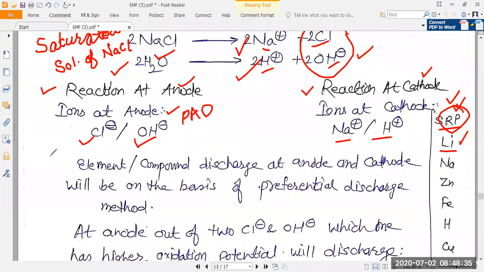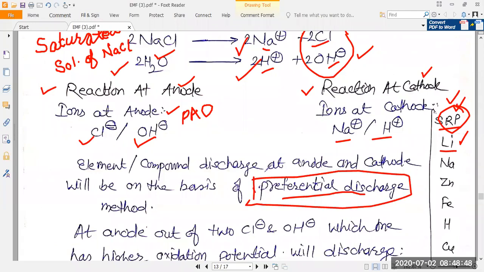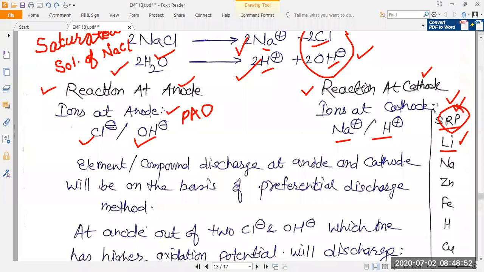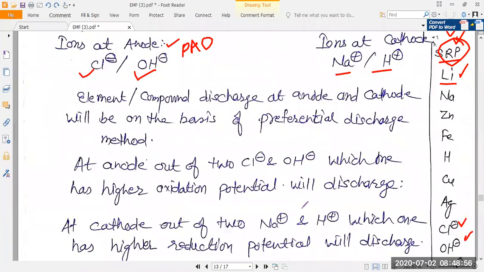The element or compound discharged at the anode and cathode will be on the basis of the preferential charge discharge method. This is a very important concept. What is the preferential charge method? It is very simple, only the name is complicated. So we are going to discuss what the preferential charge method is.